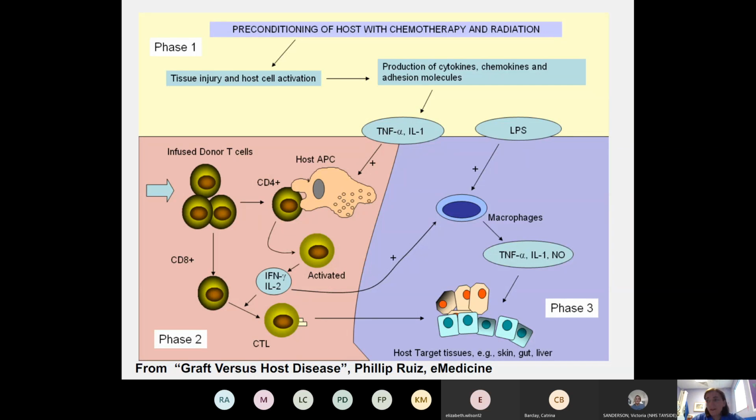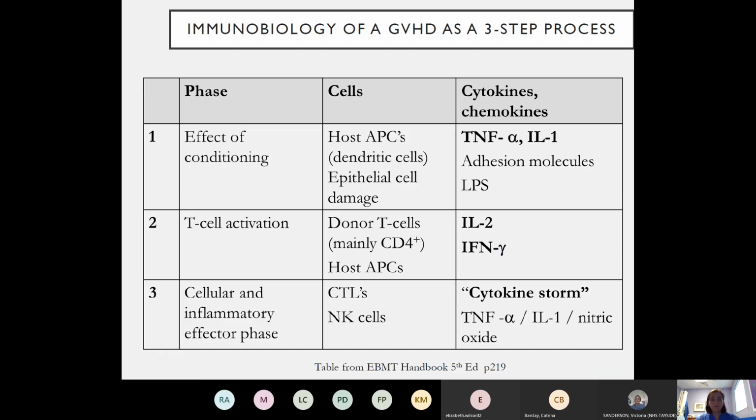So if you remember anything, just remember that we've stirred up the donor, put in a healthy immune system. That healthy immune system recognises damaged tissue as non-self and goes on a full frontal attack. And this table is just to summarise. It talks about it in terms of 3 phases, and I think it's helpful to think of it in terms of three phases, because that helps us think about how we can reduce the incidence of GVHD.